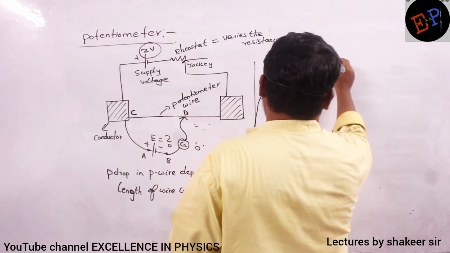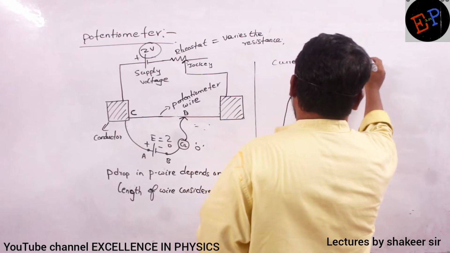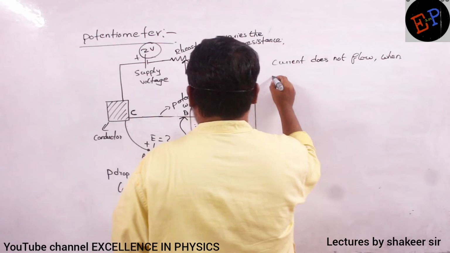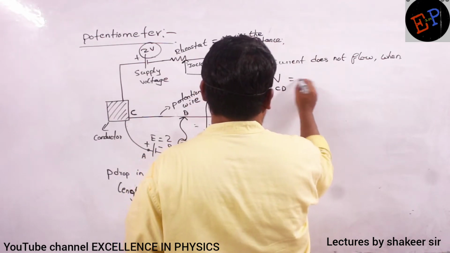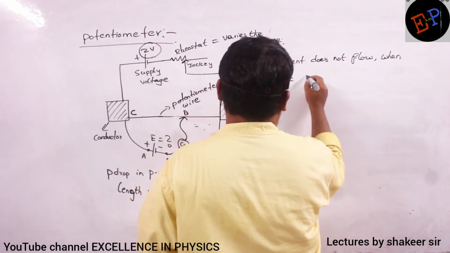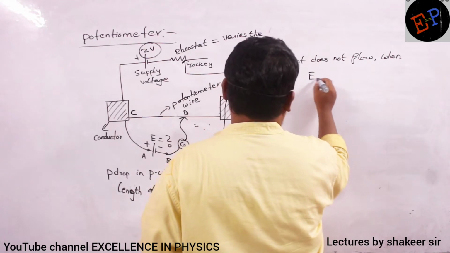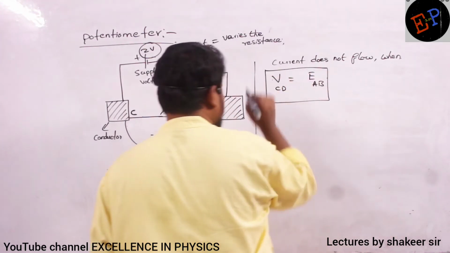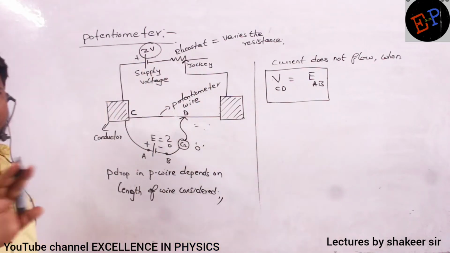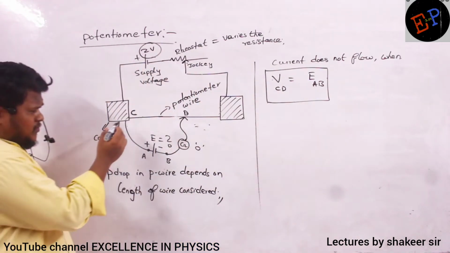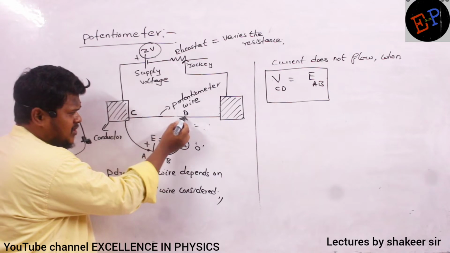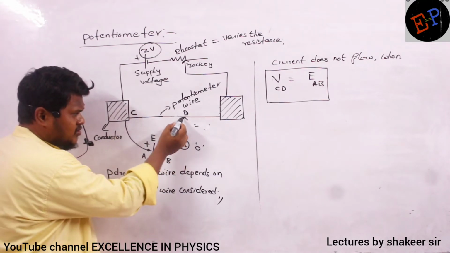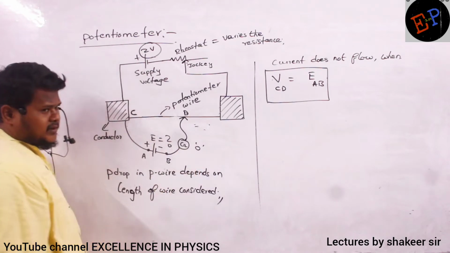Current does not flow in which condition? When the potential drop between C and D is equal to the EMF between A and B. When this condition is satisfied, then current doesn't flow in the circuit. What is the potential drop in this part of the wire? If the same potential is existing in this wire also, then you don't find any current.